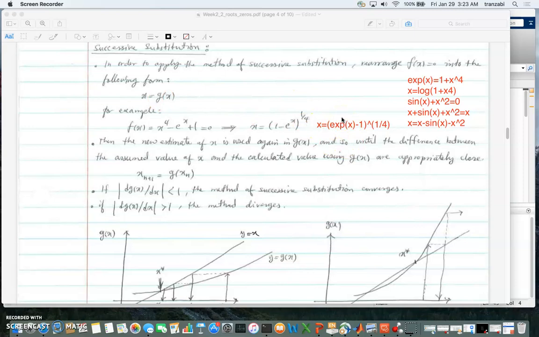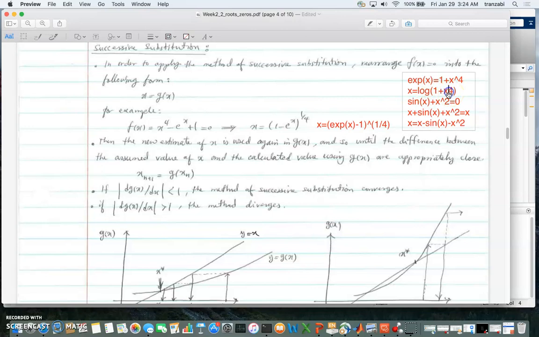Another form is, let's say I keep exponential on the left side and move x to the fourth power and 1 to the right side, and I get the quotient like that. And then I take the log of both sides, and I get x equal log of 1 plus x to the fourth power. So you see that now I have x equal g of x, so my g of x is log, as opposed to this g of x, which was exponential minus 1 raised to the 1/4 power.